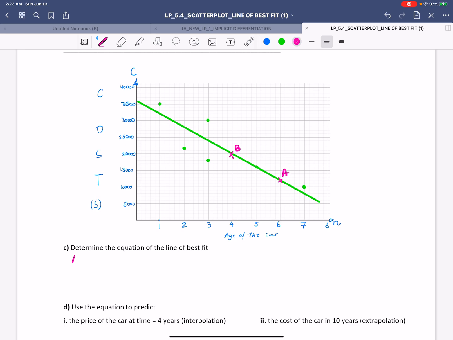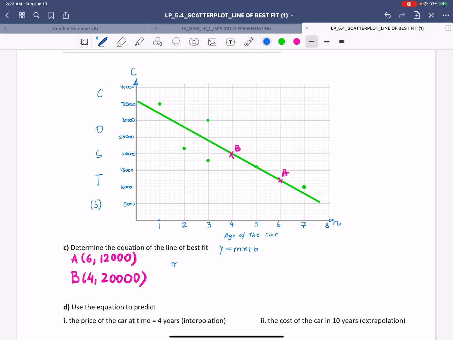So the point A has the coordinates 6, and if you walk all the way here, it is 12,000. And the point B has the coordinates 4 and 20,000. And now we have to find the equation, which obviously is in the form y equals mx plus b. We already went over the process in the previous question.